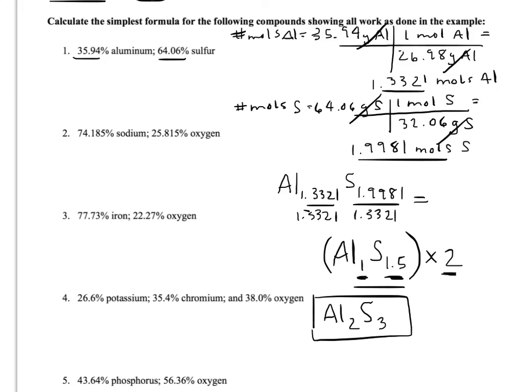All right, also keep in mind that this multiplying step at the end, you don't always have to do. In the first example I showed you, we didn't need to do it. You only have to multiply if what you end up with in your formula is a decimal.